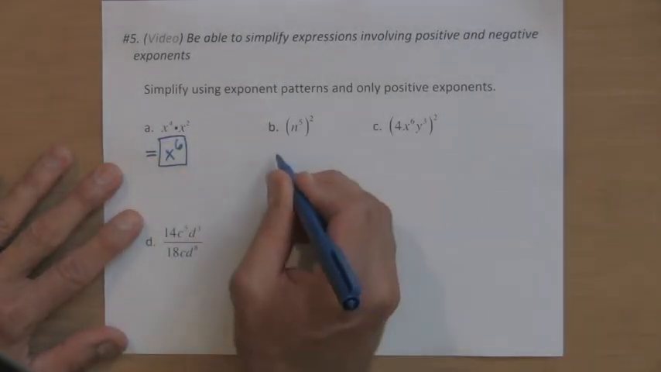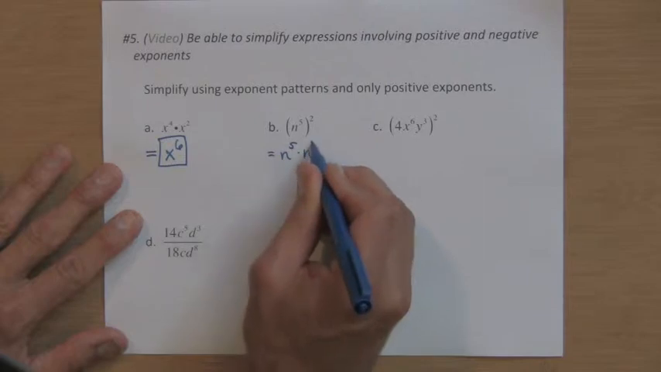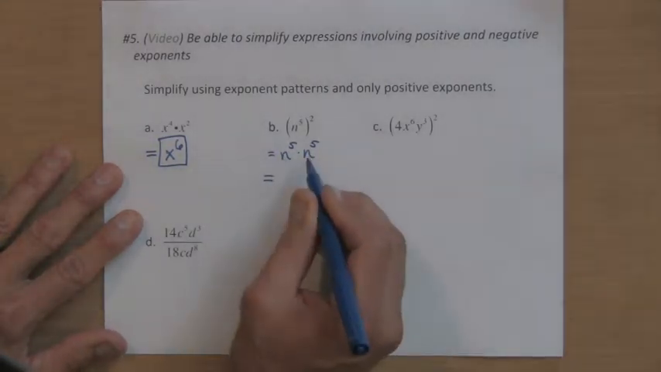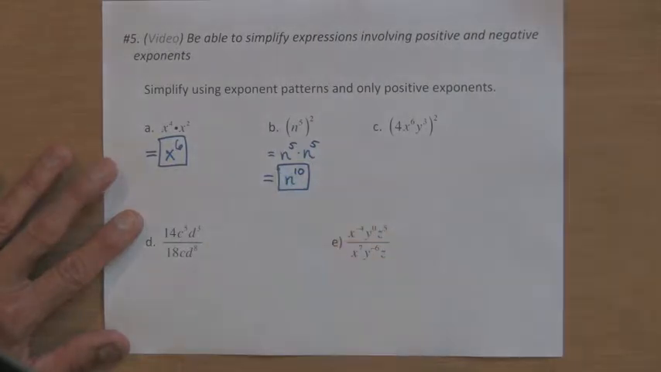Second one, this 2 right here really means you have n to the 5th times n to the 5th. You have 2 of those multiplied together. And that's like having 5 n's times 5 more n's, which is like multiplying 10 n's together. So that's n to the 10th power.